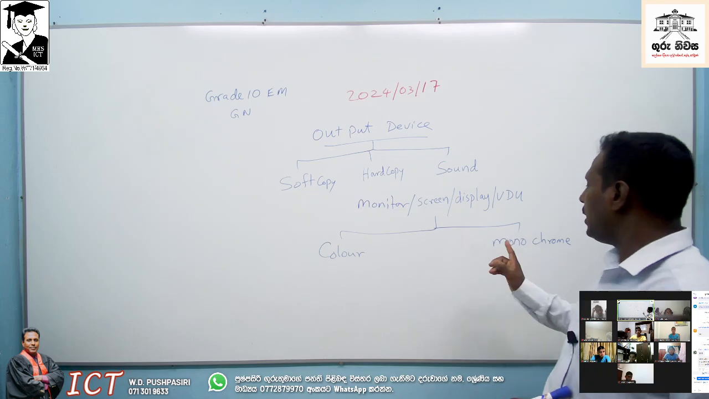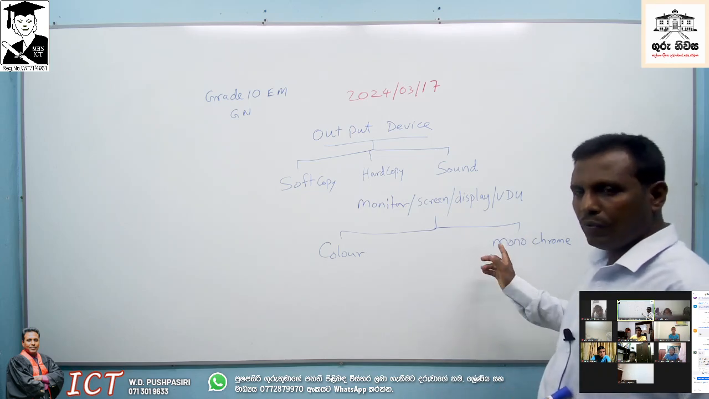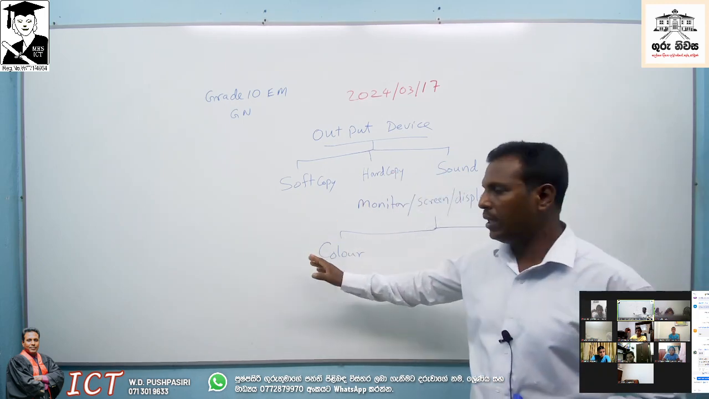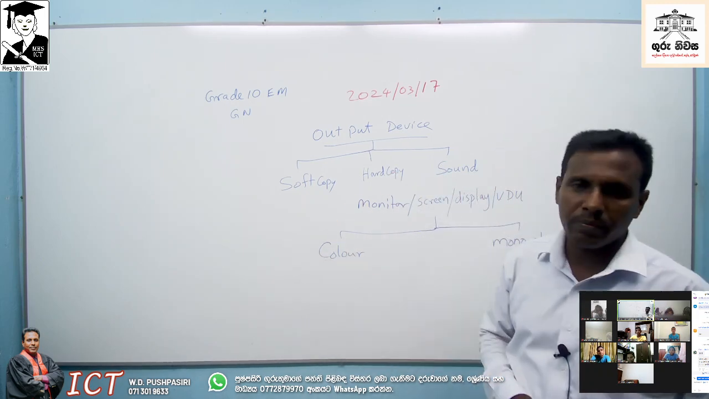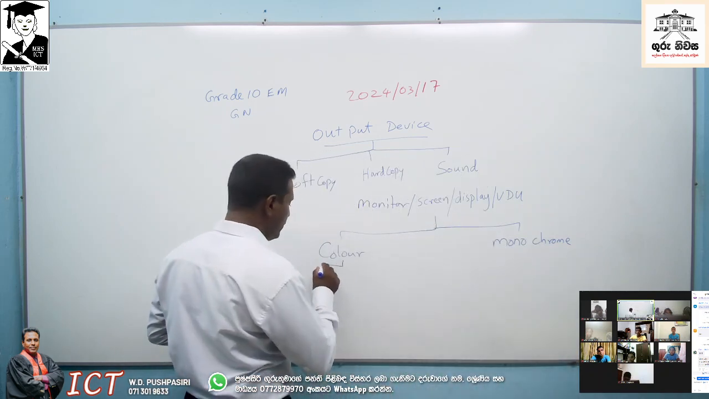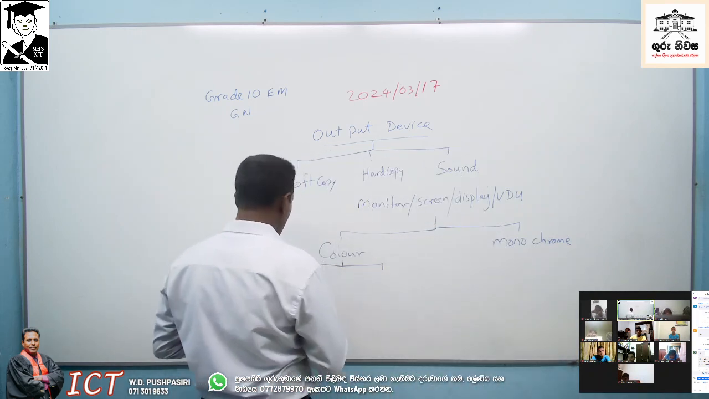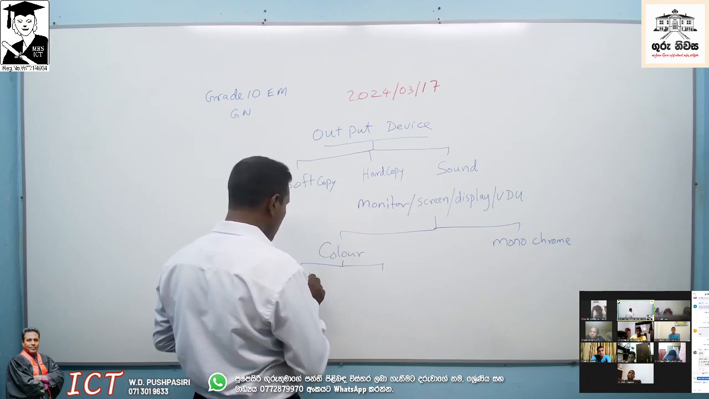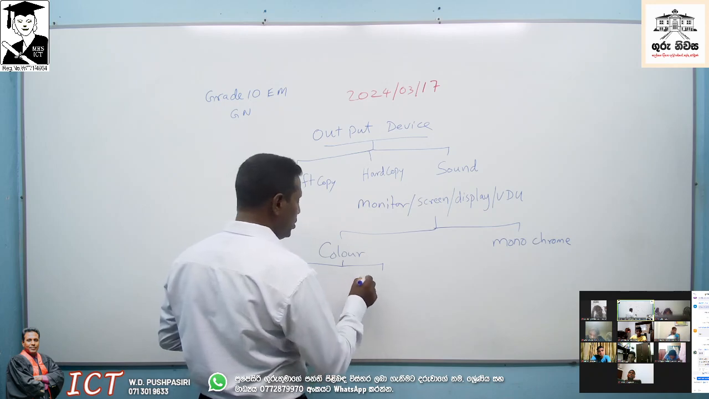So one color is displayed in this type of monitors. But after that came color monitors. So color monitors also had two types: analog, digital.